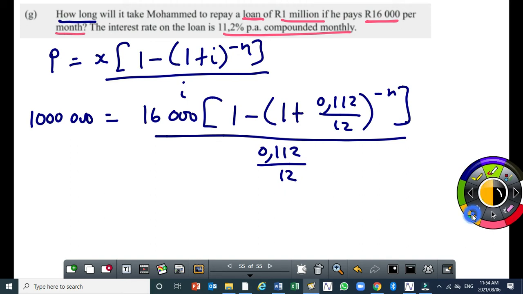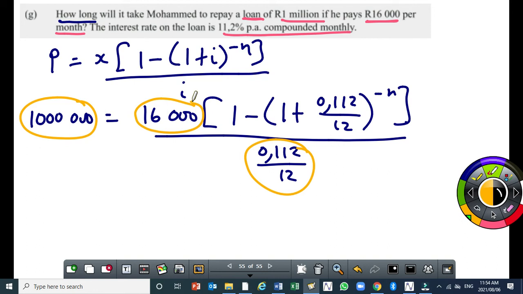By now, we should be able to understand this. We are going to multiply this by 1 million. Then the answer that we get, we divide by 16,000. Once we divide both sides by 16,000, the square bracket disappears. When it disappears, we're left with 1 minus that.